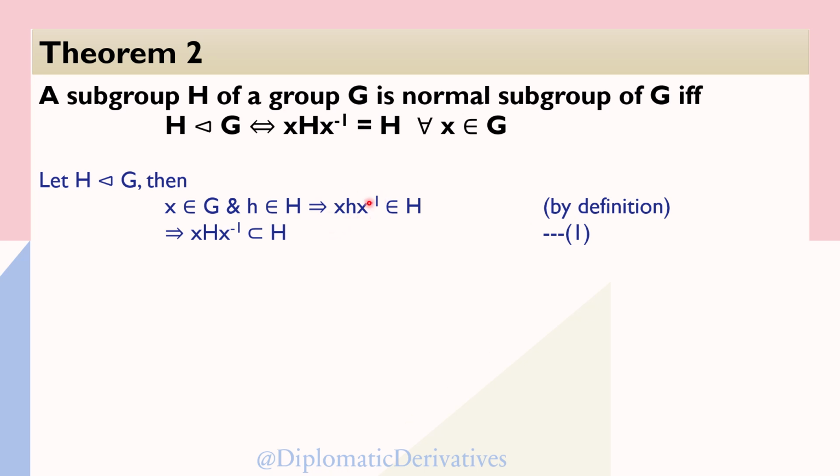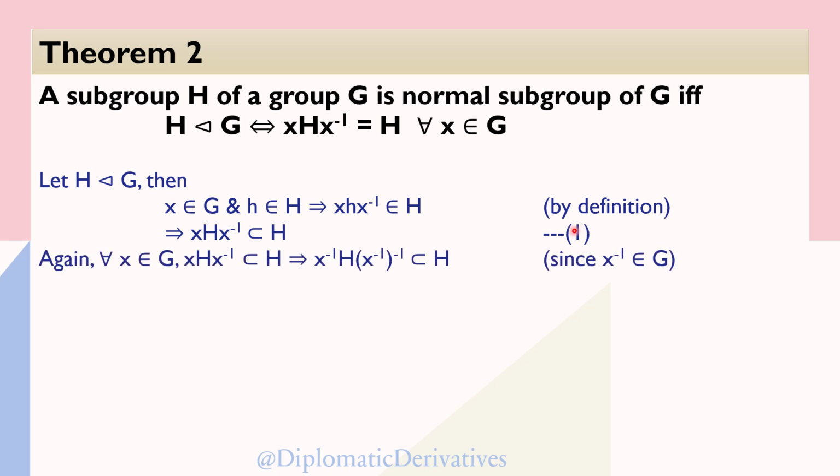Since this thing is an element of capital H, it means that in place of small h, you can write capital H, right? It becomes a group. Now this will be a subset of capital H, since this belongs to capital H. So this set will also belong to capital H. This is the first condition. Let's suppose this is the first statement.